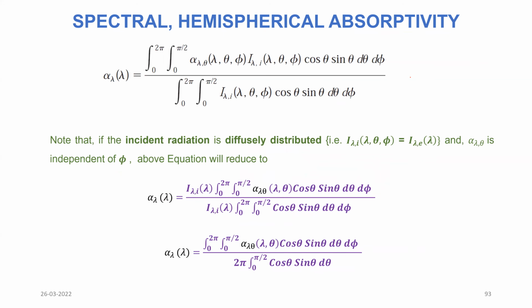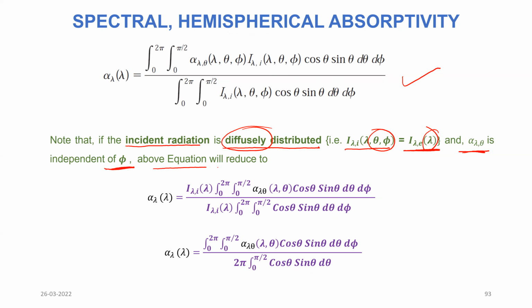So once again, the same equation is written here. Now, suppose the incident radiation is diffusely distributed. Diffusely distributed means I lambda I is not dependent upon theta and phi. Diffuse always means the dependence on the direction is neglected. So it is equal to I lambda I, which depends only on the wavelength, and alpha lambda theta is therefore independent of phi.